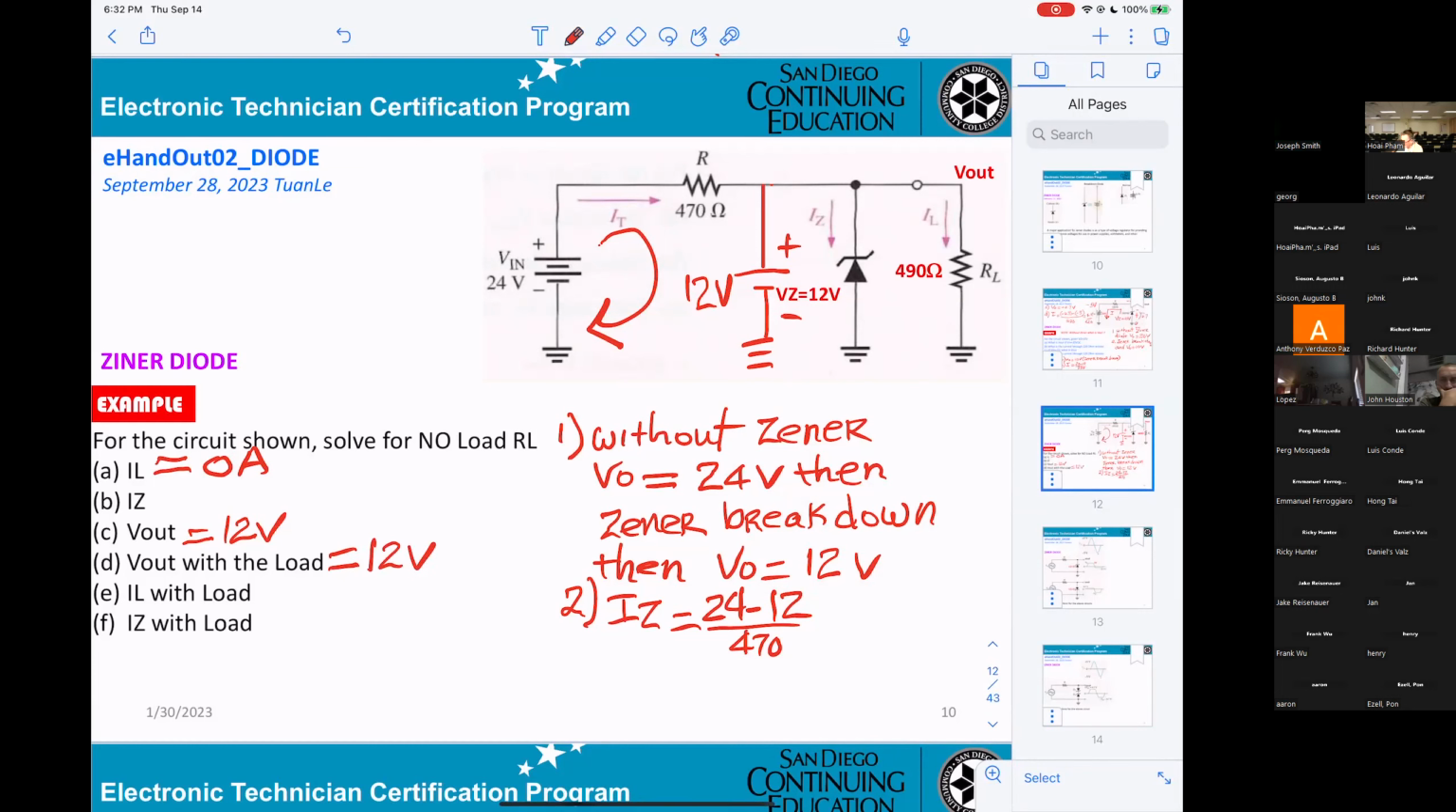Linear breakdown. IL with the load. How do we calculate the IL with the load? Very simple. You take V out, 12, divide by 490. 24 milliamps. Yeah.